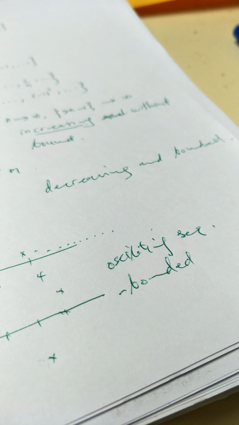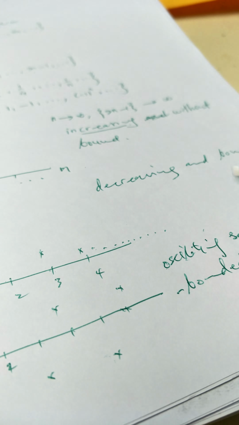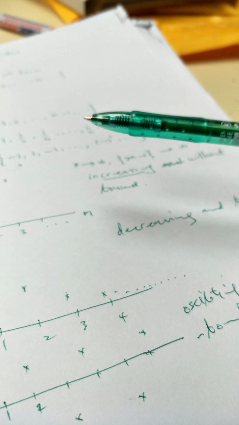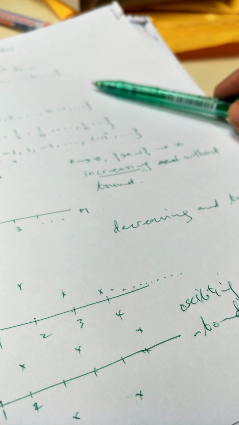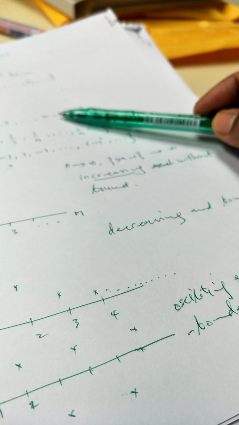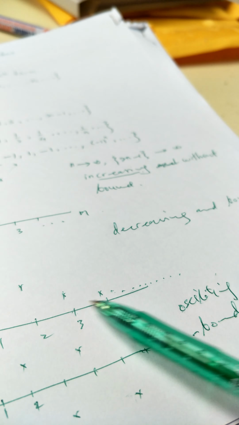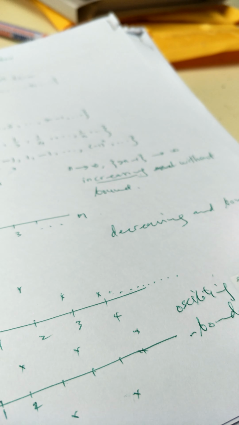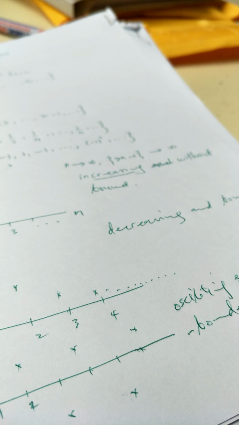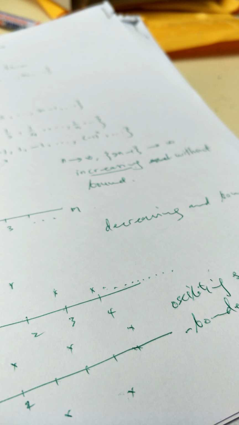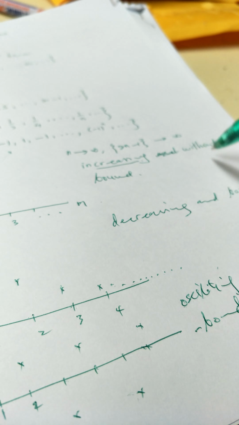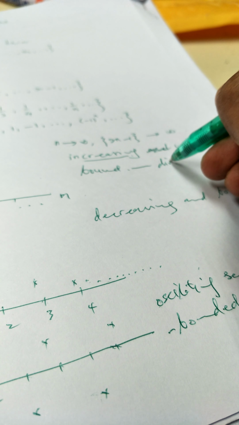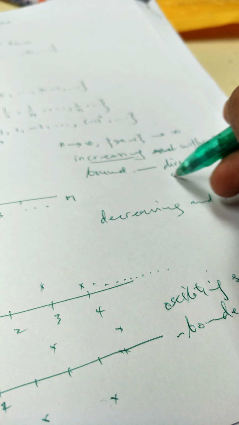Now, if you look again at these three examples, for the first case, it increases and has no bound. For this case, decreasing and bounded. For this case, it's bounded, but it oscillates. For the first example here, it is increasing and unbounded. So we call this a divergence sequence.